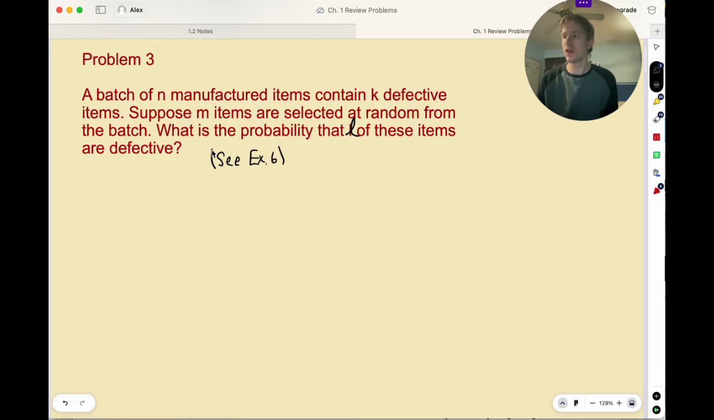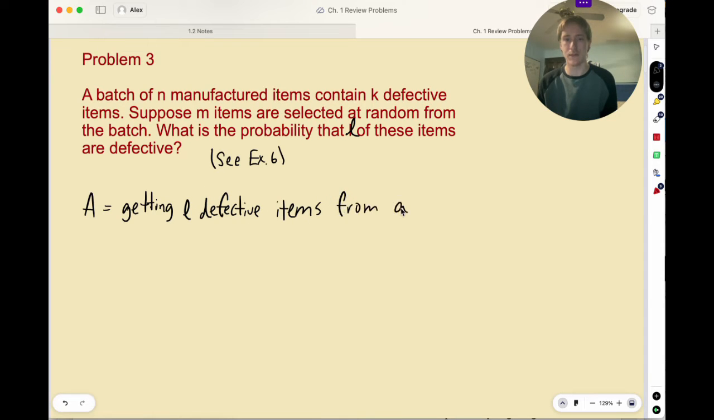But the first thing that we need in order to figure this problem out is we need to define the event A. And the event A is getting L defective items from a sample of m items from a total population of n items.